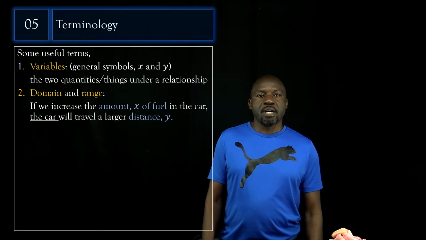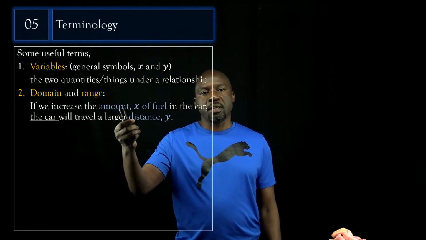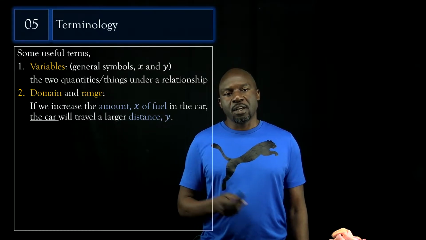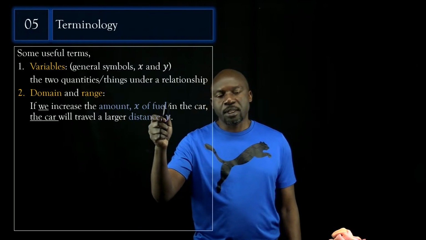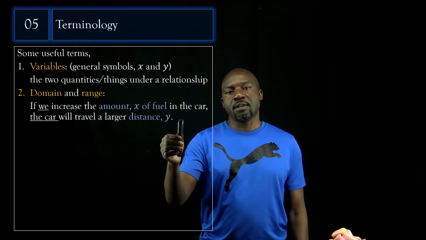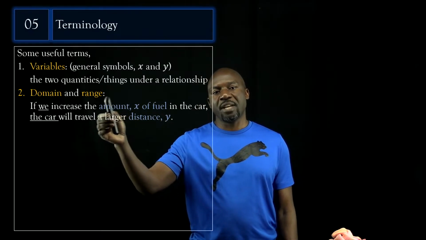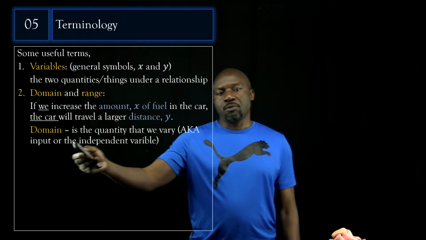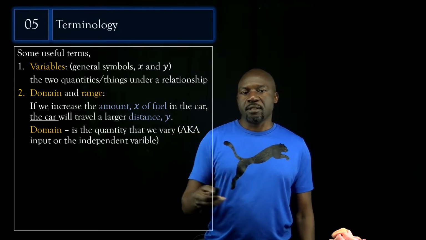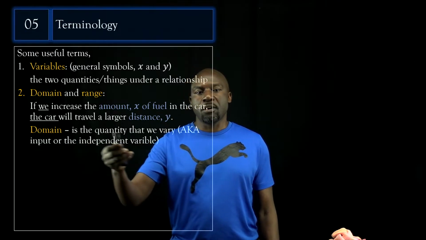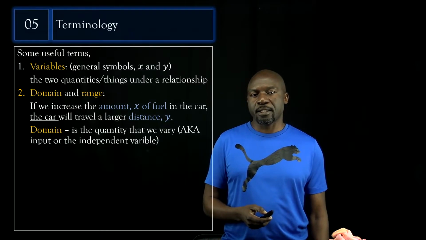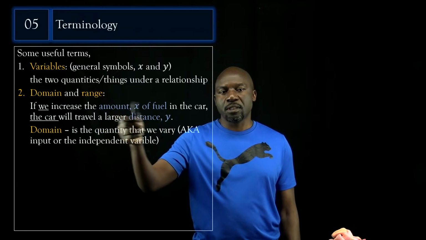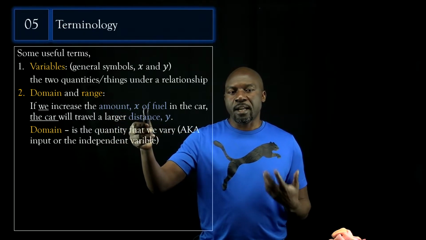If we increase the amount of fuel in a car, the car will travel a larger distance. So we are changing the volume of fuel and seeing the distance covered. So here is a good example of a domain and range. The domain is the quantity that we vary, sometimes called the input or the independent variable in the sciences. So in this case, we will change the amount of fuel. The amount of fuel is the thing that we have direct control over.